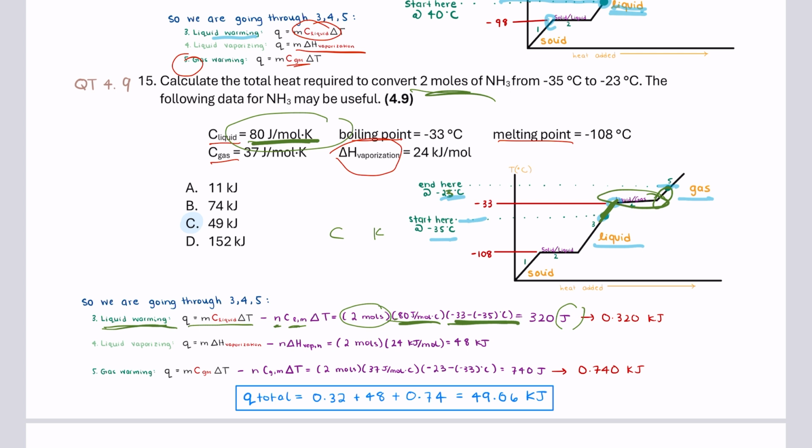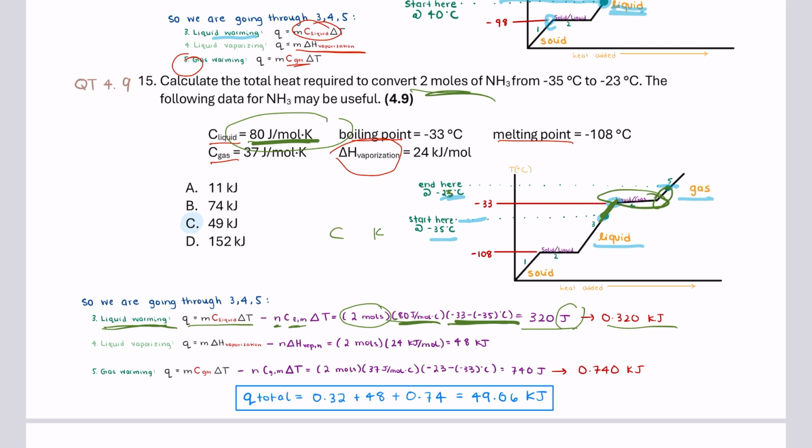The temperature change for this first part is going from negative 35 degrees Celsius to negative 33 degrees Celsius, which is a 2-degree increase. So for this first step, Q is equal to 2 multiplied by 80 multiplied by 2, which is equal to 320 joules or 0.320 kilojoules.